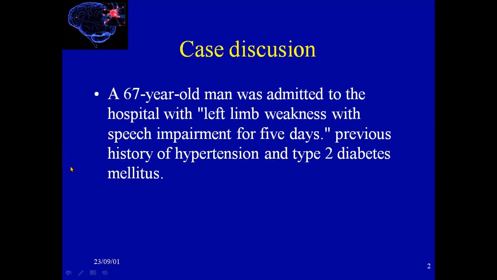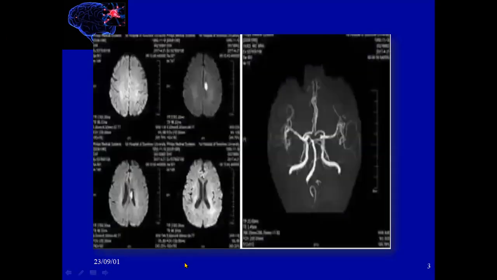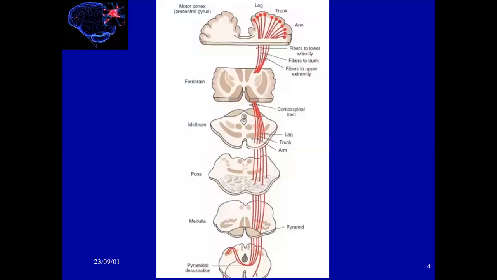A 67-year-old man, admitted to our hospital with left limb weakness with speech impairment for 5 days. A previous history of hypertension and diabetes mellitus type 2. This patient had an MRI that shows us a left-sided corpus callosum ischemia here. And this actually doesn't explain how this patient has the left side weakness on the same side of the ipsilateral stroke.